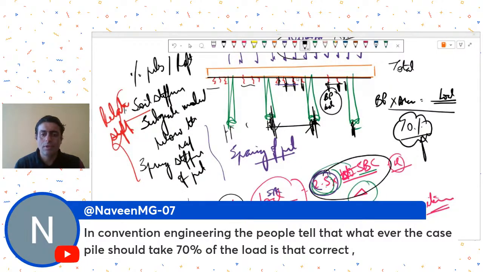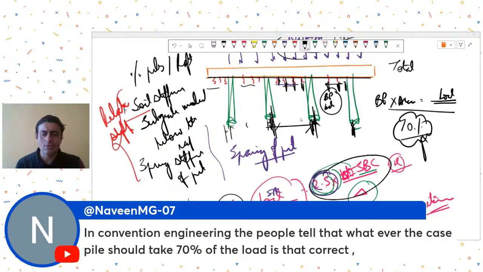So it's not about convention. It's about your design intention, and because you are providing piles, you want more efficiency or more load carrying. You may want more load to be taken by piles, and for that you have to set up your spacings accordingly, or choose your pile lengths or pile diameter, so that you reach your, let's say, 70% goal if you have.